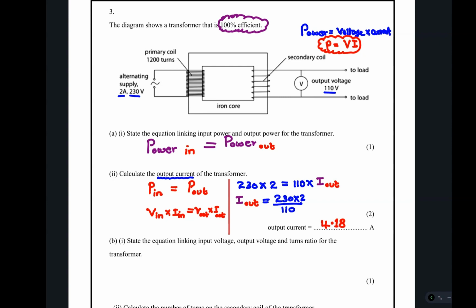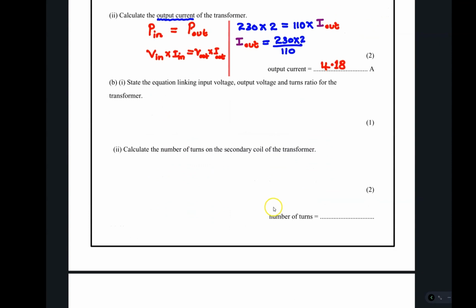Moving to part B, Roman 1, state the equation linking input voltage, output voltage, and turn ratio of the transformer. So here we are going to write two equations that represent this. This one can be written as voltage in the primary coil over voltage in the secondary coil equals number of turns in the primary coil over number of turns in the secondary coil. Or it can also be given as number of turns in the secondary coil over number of turns in the primary coil equals voltage in the secondary coil over voltage in the primary coil.